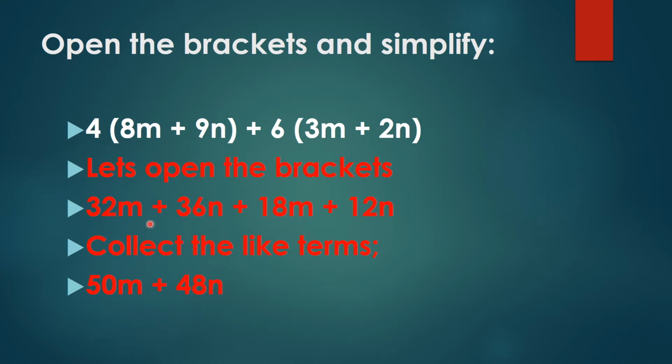Then you need to open. After opening your bracket, you collect the like terms. So a letter and a letter which are the same, they are like terms. So collect the like terms, that is 32m plus 18m, which will give you 50m. Then you write this sign which is here, which is plus or addition. Then you collect the other like term, it's 36n plus 12n, which is also 48n. So having done that, the final answer is 50m plus 48n.